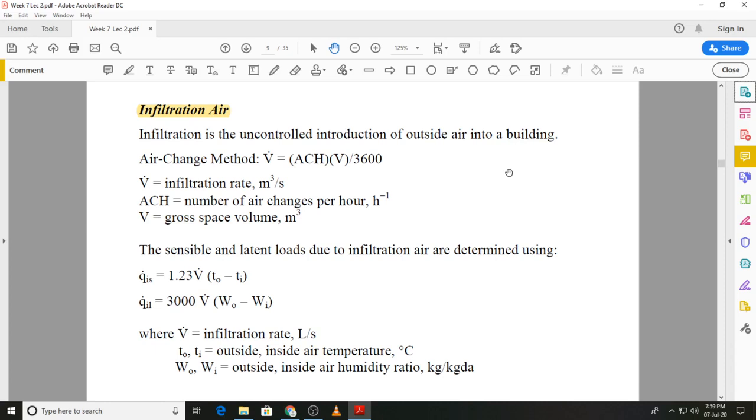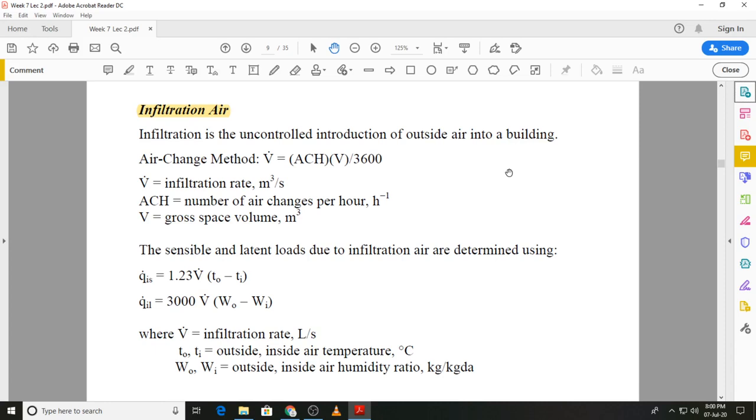The idea of number of air changes is that, for example, if we have a conditioned space whose total volume is 100 cubic meters, and if we measure the amount of infiltration in 1 hour and it comes out to be 50 cubic meters, that means the number of air changes per hour will be 50 by 100, that is 0.5 ACH, or that means ACH value will be 0.5, and to convert that into meter cube per second, you will divide it by 3600.